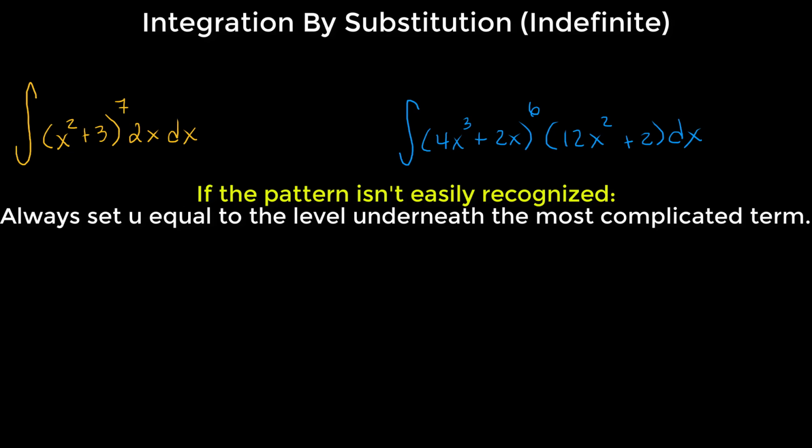In identifying the most complicated terms, we see that in the first one, that's going to be the quantity x squared plus 3 all raised to the 7th. We can clearly see that there are two levels there, only one level with 2x. Similarly with the right, we see that the most complicated term is the one with two levels, 4x cubed plus 2x all raised to the 6th power. That is our most complicated term. I'll let you figure out what's going to be the level underneath that. And you'll see that it works just fine.